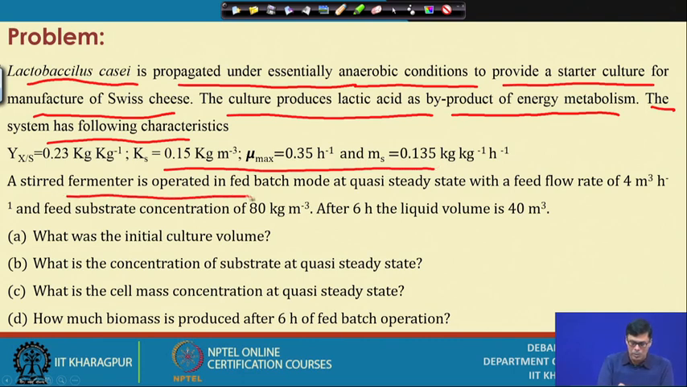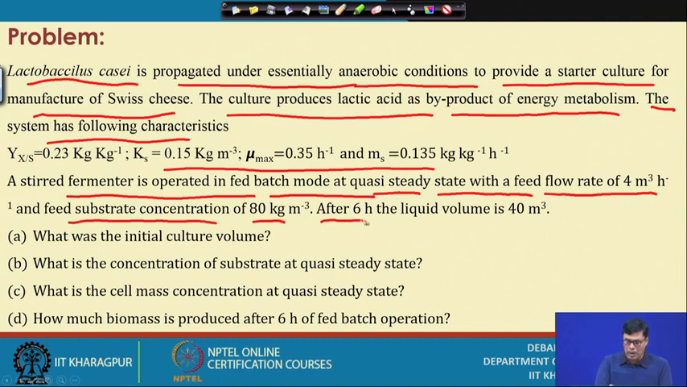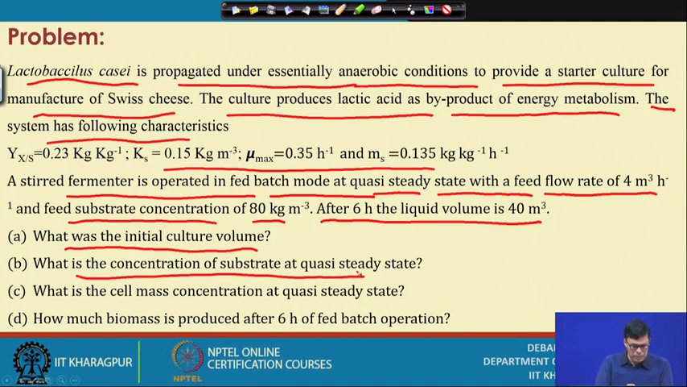The stirred tank reactor is operated in fed batch mode at quasi steady state with a feed flow of 4 cubic meter per hour, and feed substrate concentration is 80 kg per cubic meter. After 6 hours, the liquid volume is 40 cubic meter. What is the initial volume of the culture? That you have to find out. What is the concentration of the substrate at the quasi steady state? What is the cell mass concentration at the quasi steady state? How much biomass is produced after 6 hour fed batch operation?